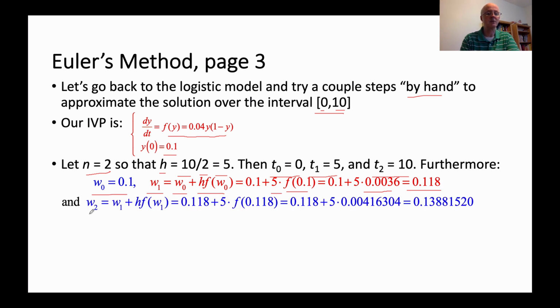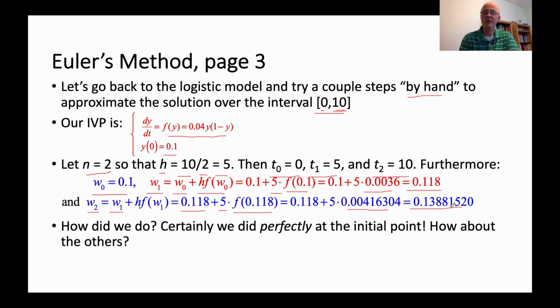Now calculate w2. It's w1 plus the change in w. Both of those quantities are going to be different than before. W1 is 0.118 now. H is still 5, but now we evaluate f of 0.118, and that gives us a slightly bigger slope, a slightly bigger rate of change. Double check when you simplify this, you get this. Okay, so there's our two steps of Euler's method. This is our approximation of phi of 10. Phi of b is this number right there. That's our approximation. How did we do?